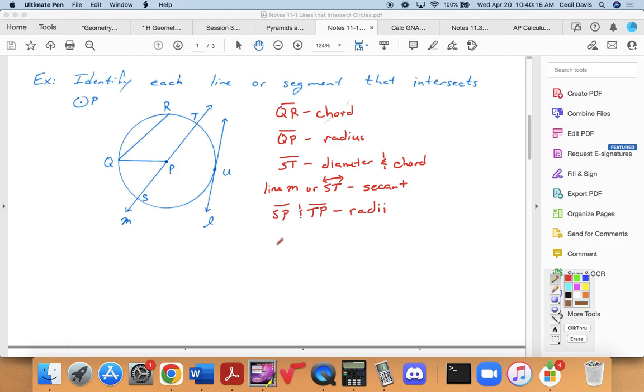And then there's one more line, line L. Tangent. It's a tangent. By the way, we will use the word tangent two different ways. We'll talk about it like, which line is a tangent? This line is a tangent. But we'll also use it like this. We'll say line L is tangent to the circle. So we'll use it both ways.